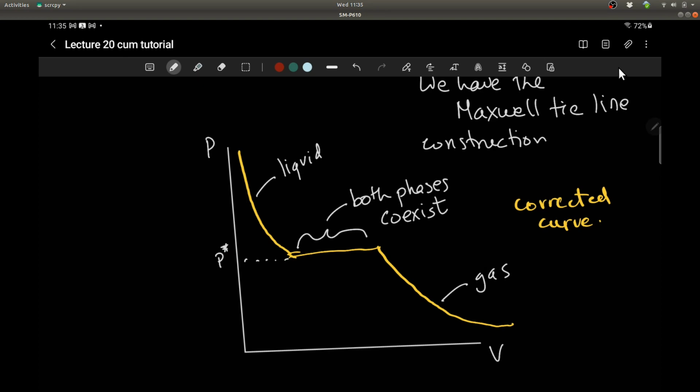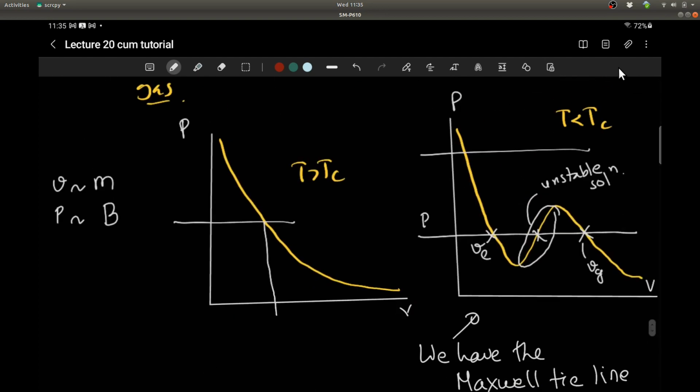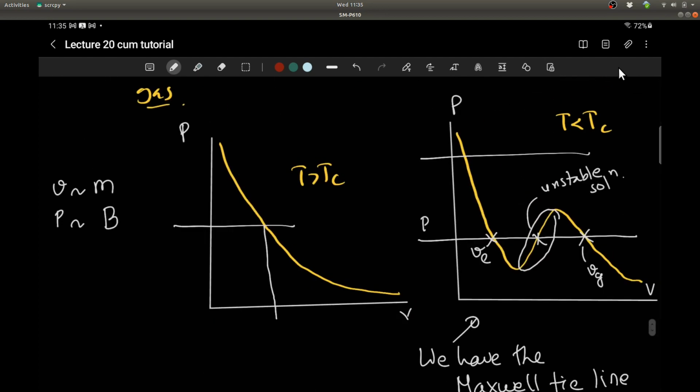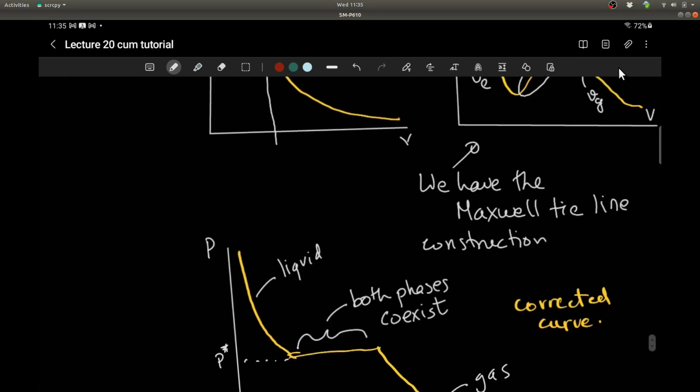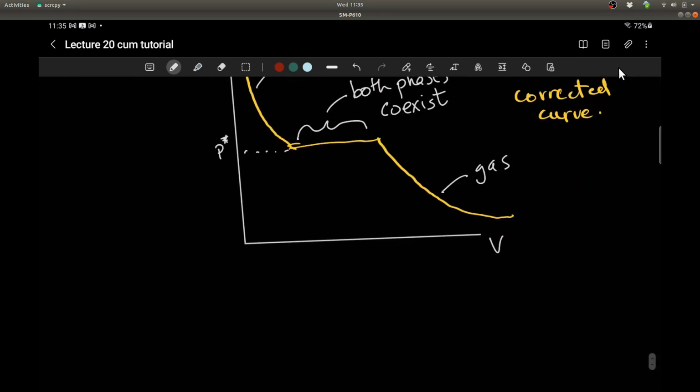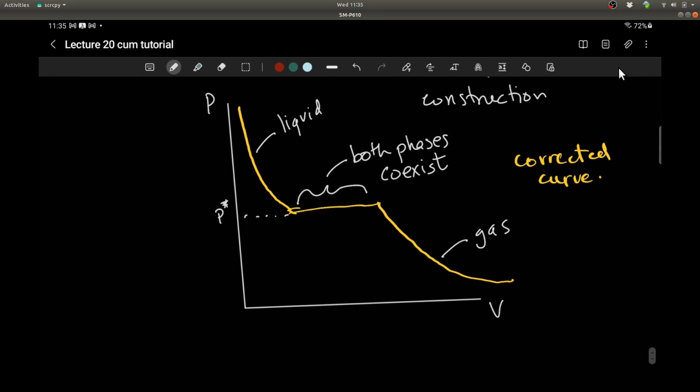So you get rid of this thing by doing it in this fashion, and Maxwell's tie line construction says that this area and this area should be equal. But that's a much more scientific way of doing it. At this point, I'll just pause here and ask if there are questions. Are there any questions or comments, or features you don't understand?